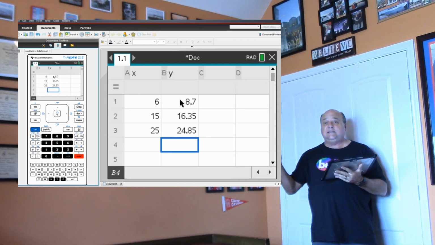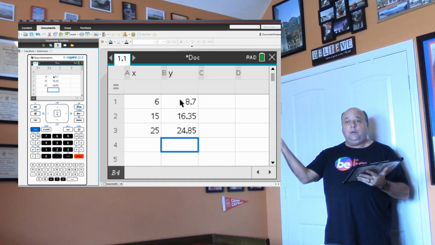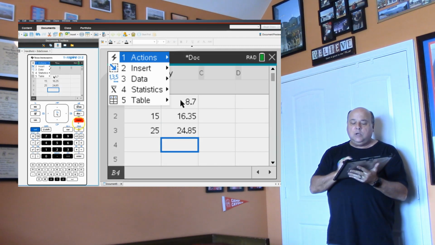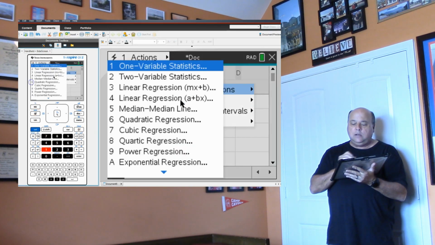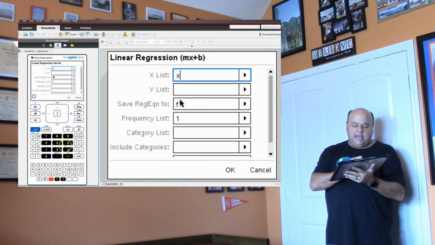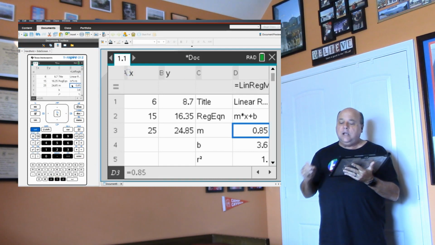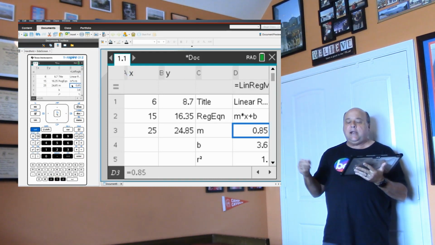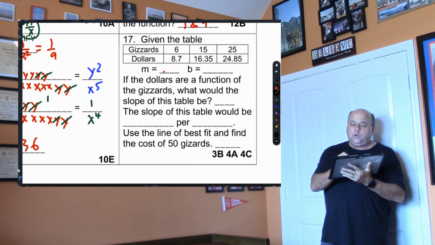Now the blue box has got to be in an open spot. That tells the calculator you're not inputting anything else in. And then we're going to run the regression. So menu, statistics, stat calculations. Stat calculations is 1. And then I want a linear regression. I want the m and b. So I'm going to hit 3, x down, y down, and enter. So my m is 0.85 and my y-intercept is 3.6.